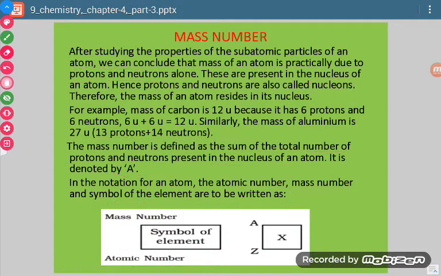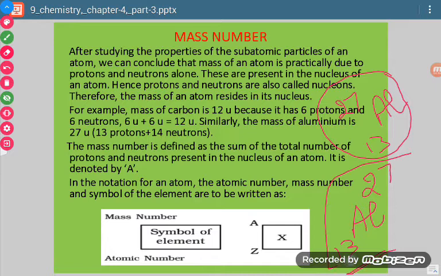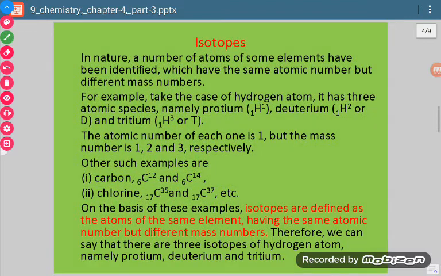For example, if I have to symbolize aluminium, what will I do? Al is the symbol of the element, its atomic number is 13 and its mass number is 27. So this way I can write it. This is the symbolic representation of aluminium, or this way also we can write aluminium 13 and here I can write 27. Okay, both ways we can write, either this way or this way. So this was about atomic number and mass number.